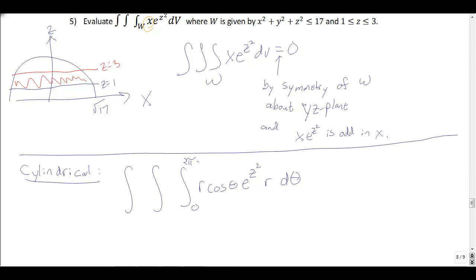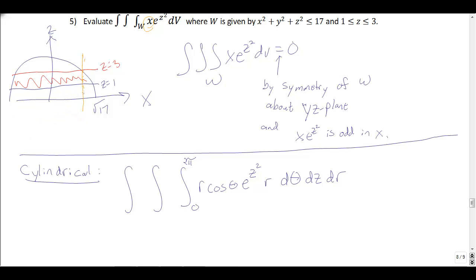And then what we want to do is set up bounds for dz and dr. I'm going to do dz first and then dr. Now, one issue here when I think about the r is, let me draw a straight line here.